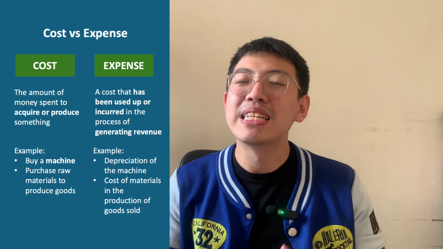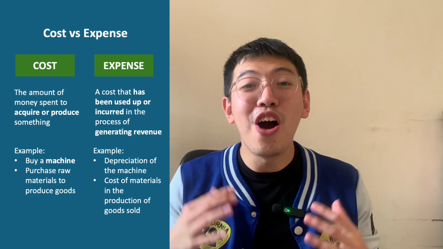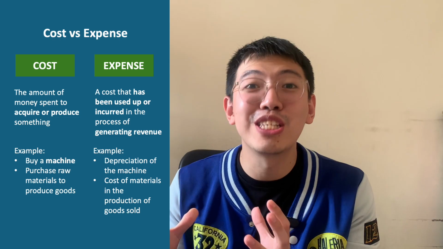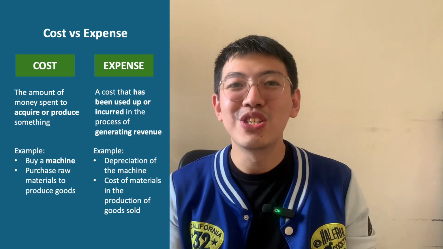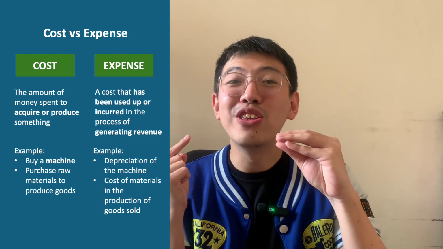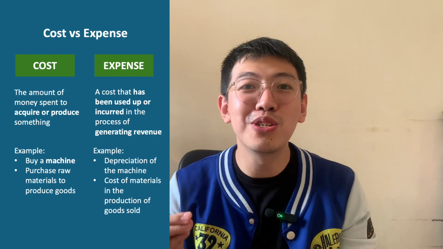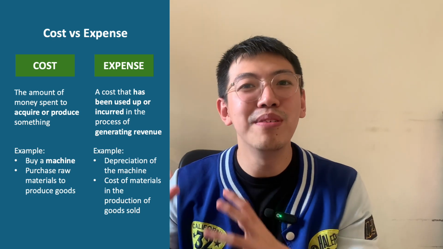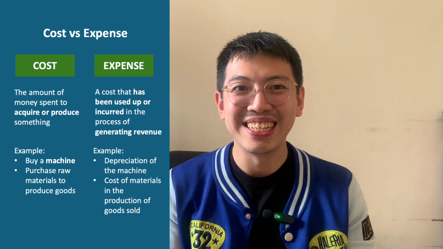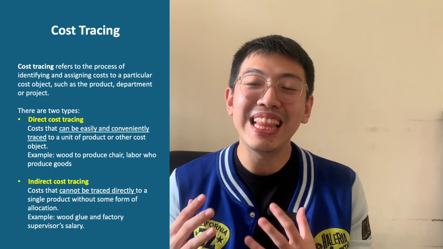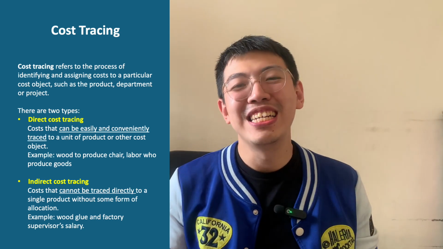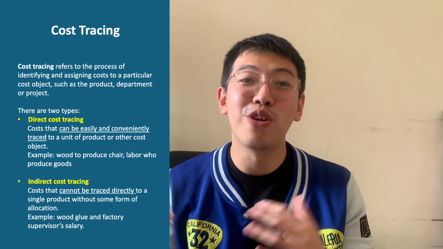For example, the depreciation of the machine, cost of the materials that is used to produce the goods that are going to be sold. So, when you purchase the raw materials, it is classified as cost. But when you use these raw materials to produce the goods that are going to be sold, it will become expenses. Let's begin with cost tracing. Cost tracing involves identifying and assigning cost to a specific cost object, such as the product, department, or project.